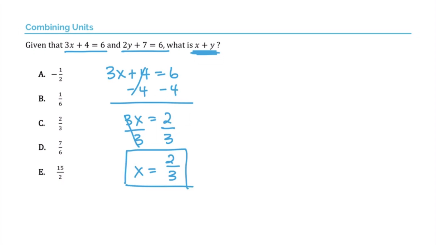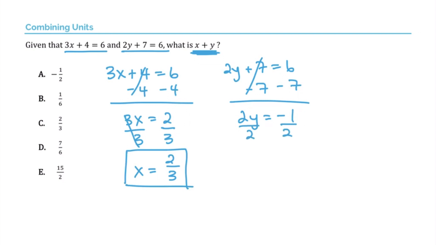Okay, let's now solve for y. We know that 2y plus 7 equals 6. Let's get y by itself. Because I'm adding 7, I'm going to subtract 7. So I have 2y equals 6 minus 7. Again, if you need a calculator, no worries. It's negative 1. Last step, because y is being multiplied by 2, I'm going to do the opposite, divide by 2 on both sides, and I'm left with y equals negative 1/2.